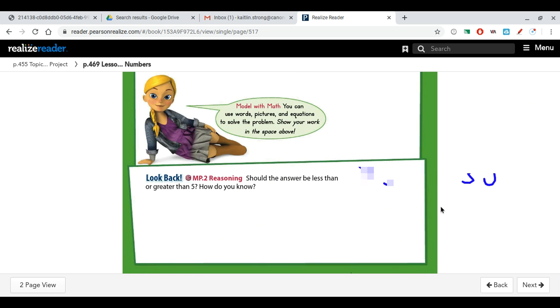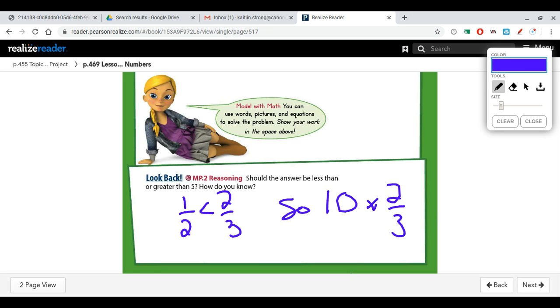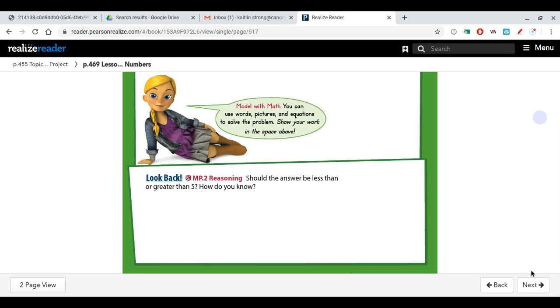So should the answer be less than 5 or greater than 5? How do we know? And so what we can do is use some number sense to help us with this. And so if we compare 1/2, 1/2 is less than 2/3. And so since 1/2 is less than 2/3, 10 times 2/3 is going to be greater than 5, because 1/2 of 10 is going to be 5. All right, so let's go ahead and go to the next page.